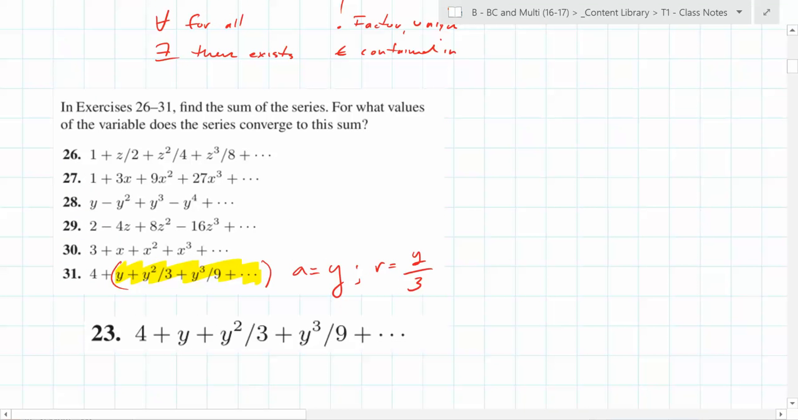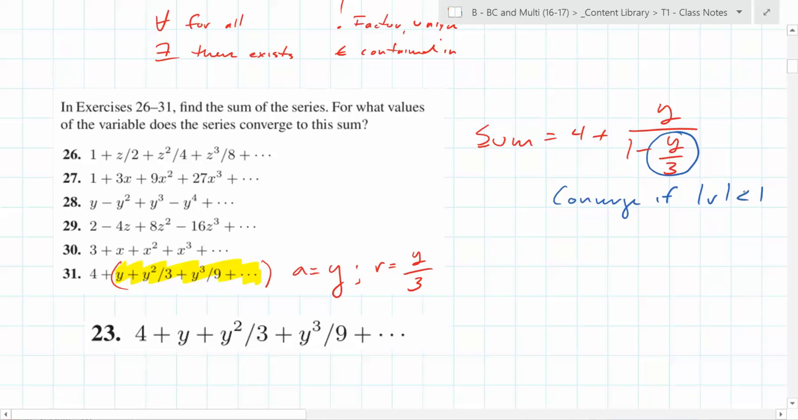So if we want to have the sum, it is going to be 4 plus, what's the first term? Y over what? Y over 3. We know that this will converge if what is true? If the absolute value of R is less than 1, right? But what is R in this case?